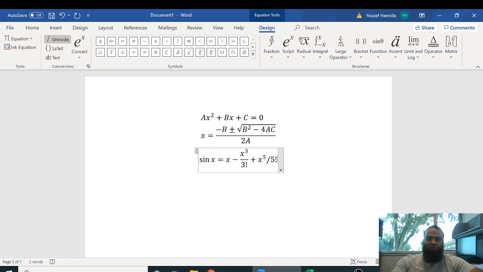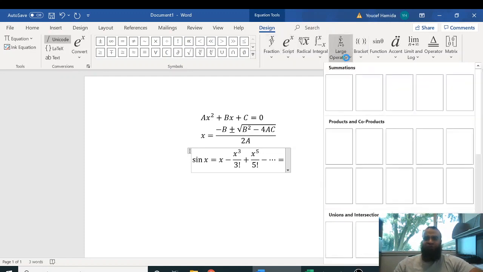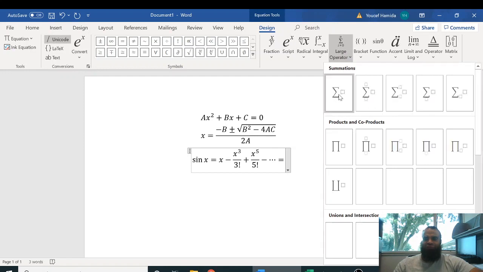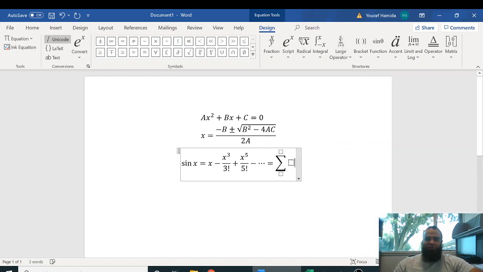5 factorial is 120, right? 5 times 4 times 3 times 2 times 1. And then minus x to the 7th over 7 factorial, and so on. Okay? I can put equal, and I can write it in summation notation. I have here summation. So I can choose options. I want stuff here under the sum and where it ends. So I put n equal to 0, to infinity.